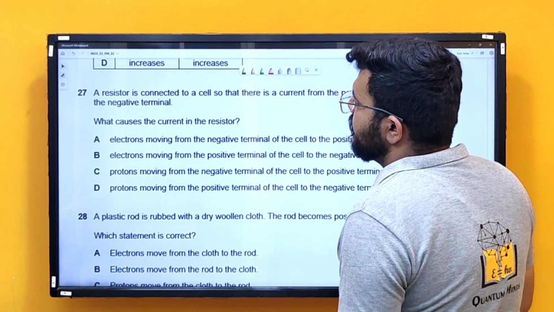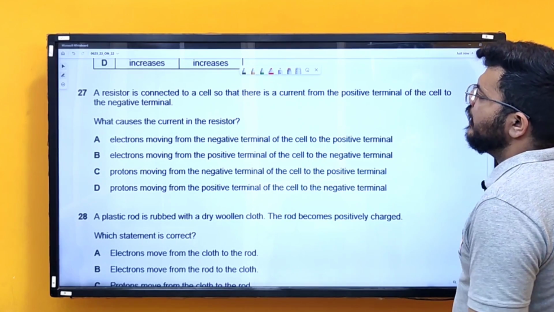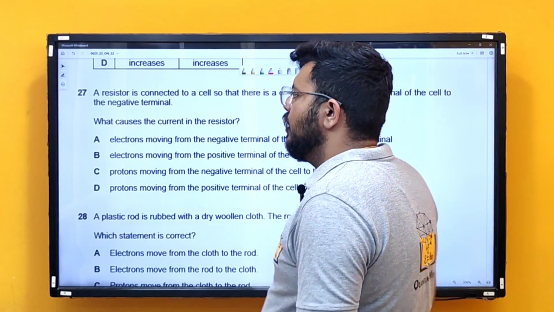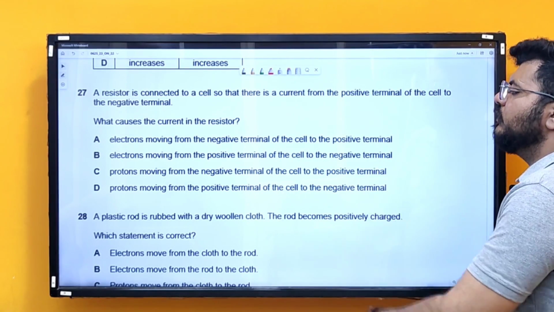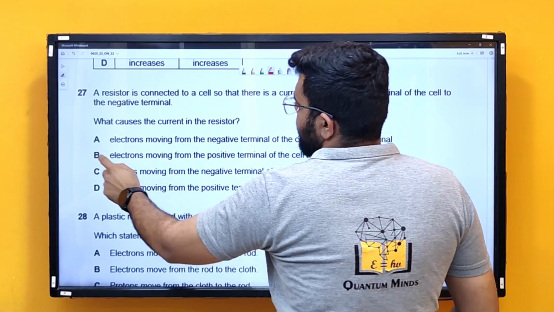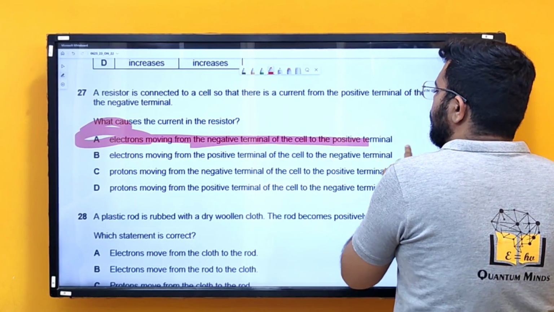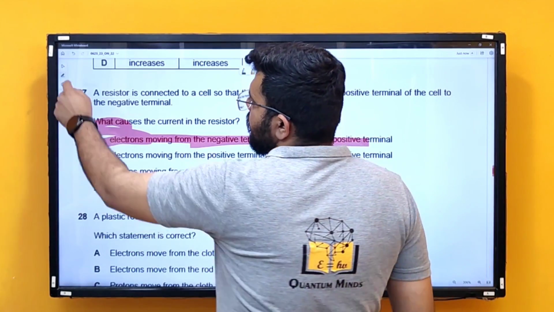Then we have question 27. A resistor is connected to a cell so that there is a current from the positive terminal of the cell to the negative terminal. What causes the current in the resistor? Electrons moving from the negative terminal to the positive terminal. Yes, this is correct. This causes the current. So option A is the answer.